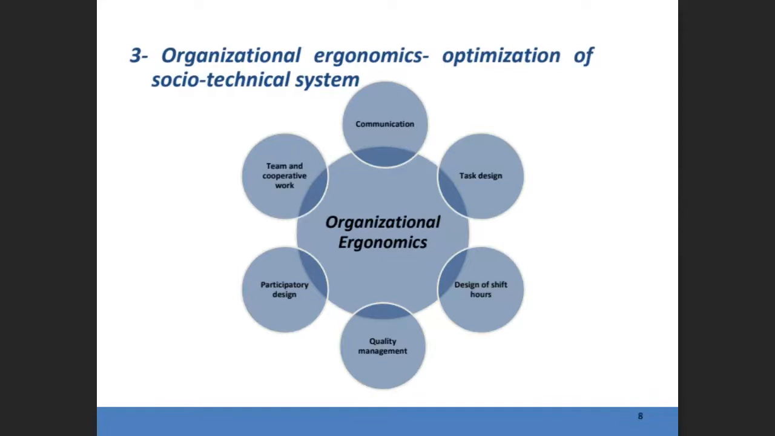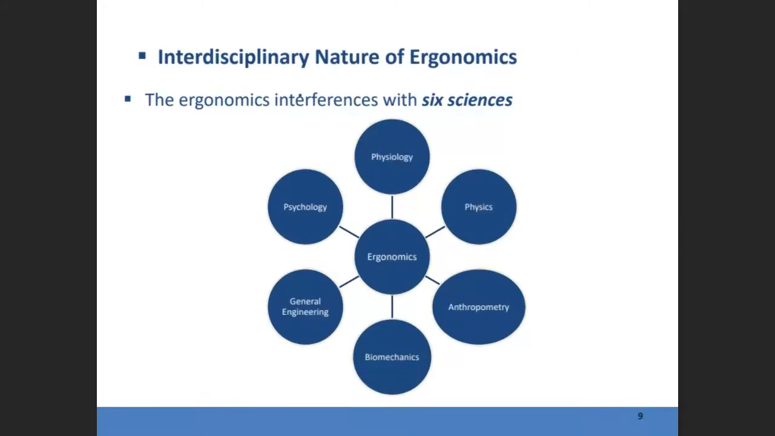So these are examples of the organizational ergonomics domain. Now we have completed the 3 domains of ergonomics. Now let's talk about the interdisciplinary nature of ergonomics. Ergonomics interferes with 6 sciences or other fields.